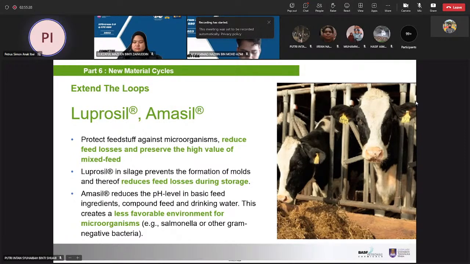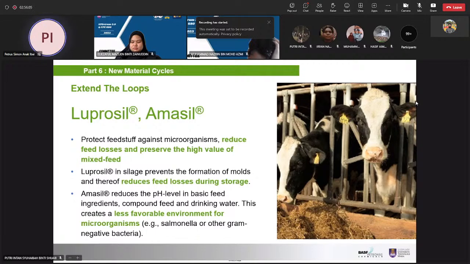Luprosil, basically in silage, is to prevent the formation of molds, and this will reduce the feed losses during storage. Amasil is basically to reduce the pH level in the basic feed ingredients, the compound feed, and also the drinking water. This compound will create a less favorable environment for microorganisms, such as salmonella and other gram-negative bacteria, which can be very harmful to livestock.